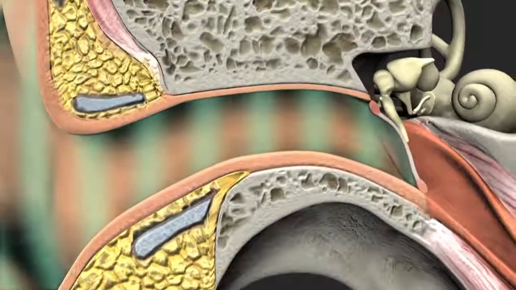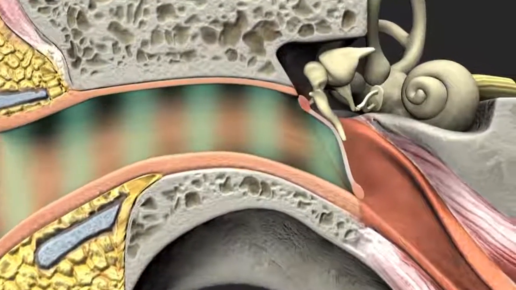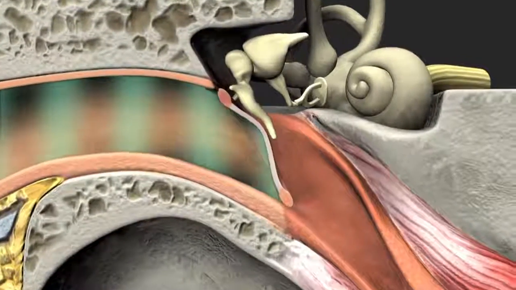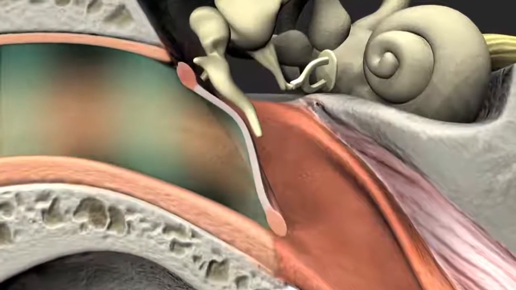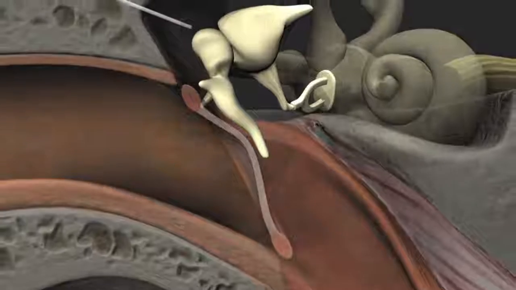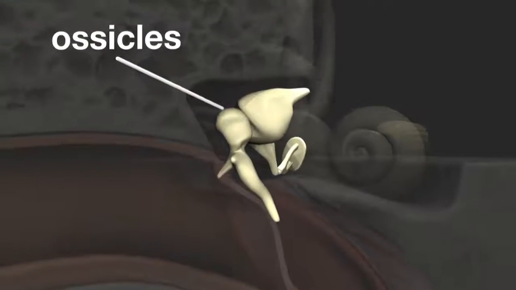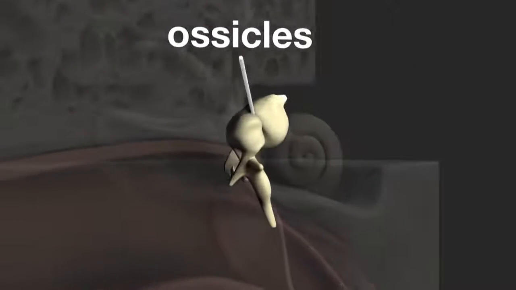Sound waves enter the ear canal and strike the tympanic membrane, setting it in motion. The louder the sound, the more the membrane moves. The middle ear also contains 3 small bones, known as the ossicles.